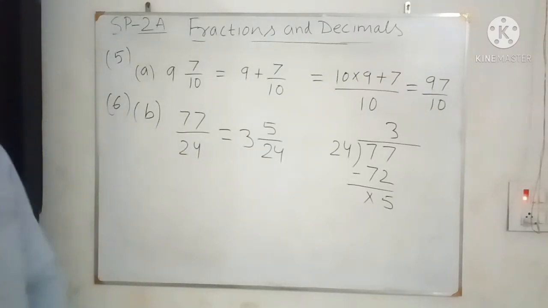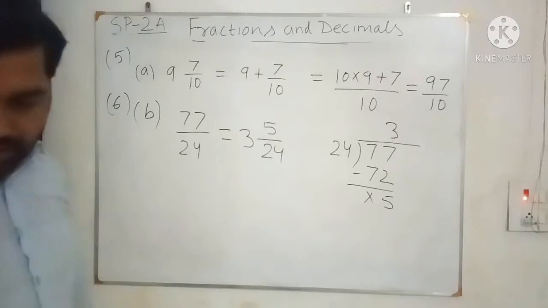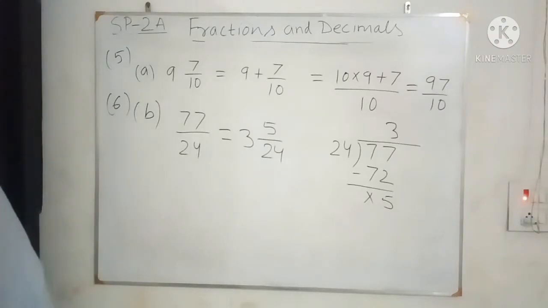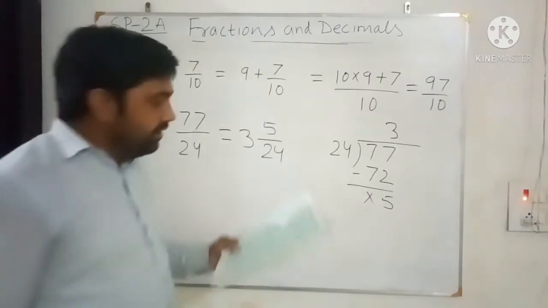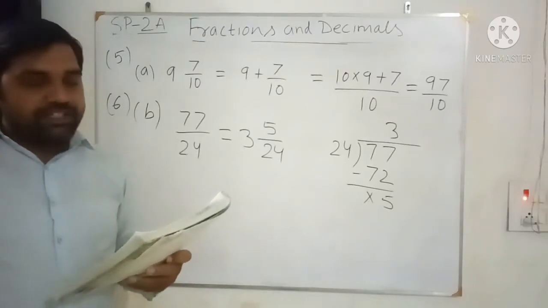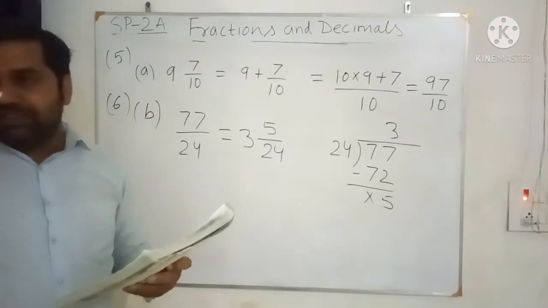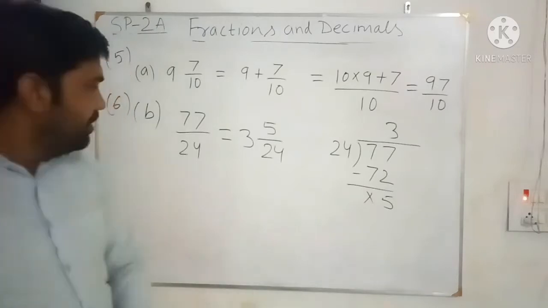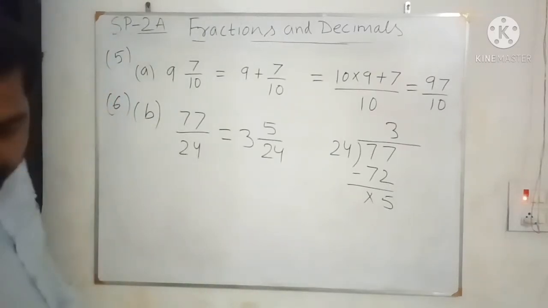Question number 7. Question number 7 is what? In each of the following write down the largest value and the smallest value. Here some fractions are given and out of them you have to find the largest fraction and the smallest fraction. Okay. Now see how we will do. 7th A.